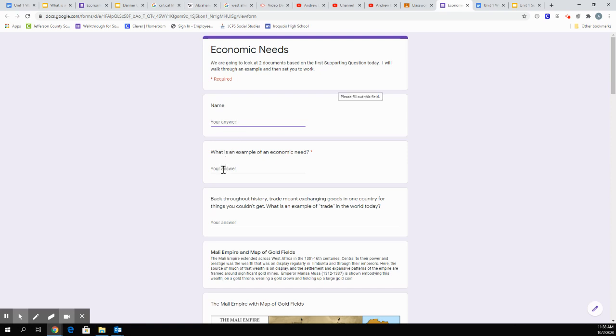What's an example of an economic need nowadays? What are some economic needs that people have? So just think about that. Give something that you know that people want, or the way people make money.